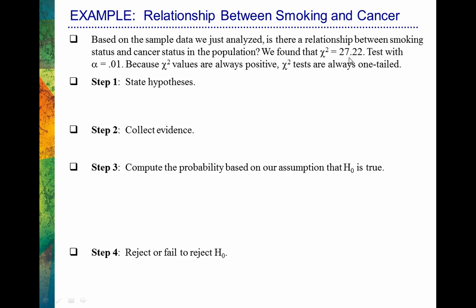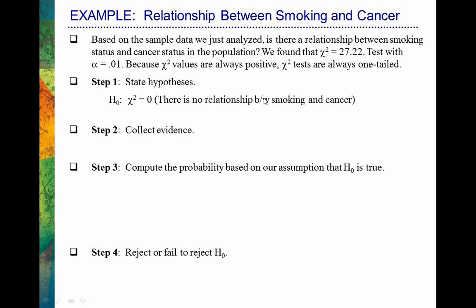So you'll recall that we found a chi-square value of 27.22. We're going to test this with an alpha of 0.01 because most medical examples would eventually be published in a medical journal, and medical journals usually require an alpha level of 0.01, because that means over the long run, we would make type 1 errors only about 1% of the time. And again, because chi-square values are always positive, the chi-square test is actually a one-tailed test, a directional test. We have no choice. It's always going to be a positive value just because of the way the test is constructed. So let's state some hypotheses.